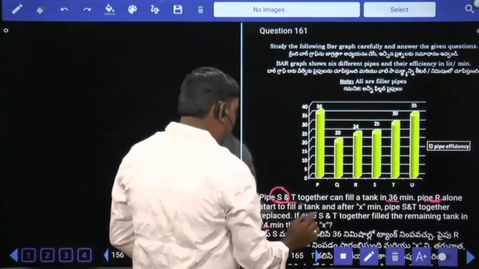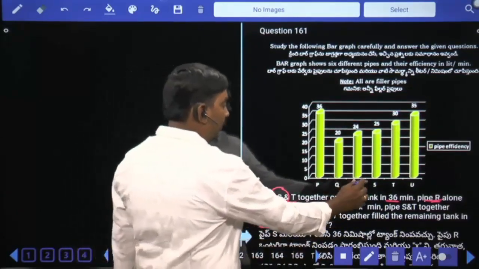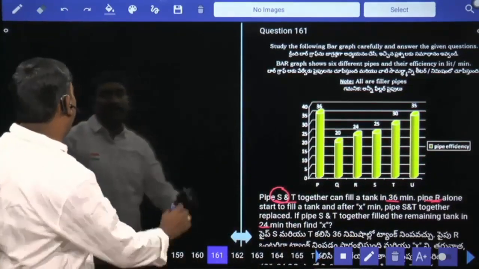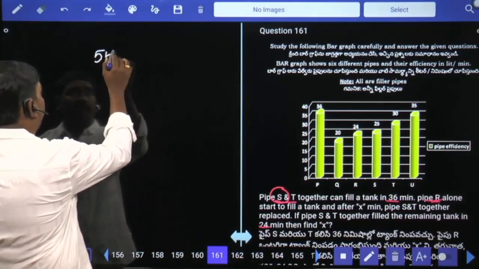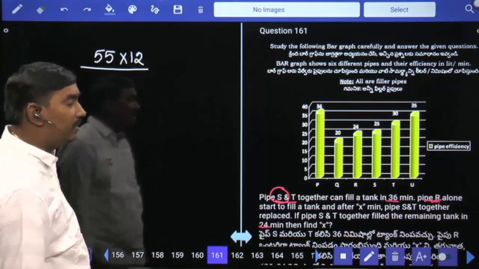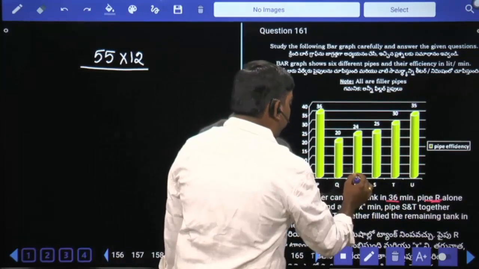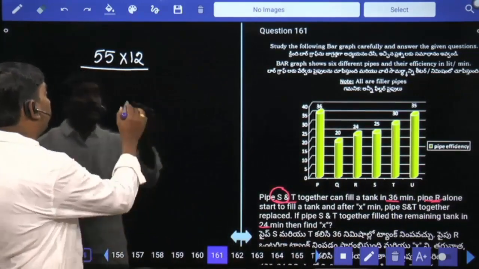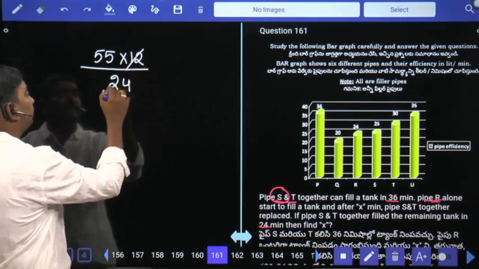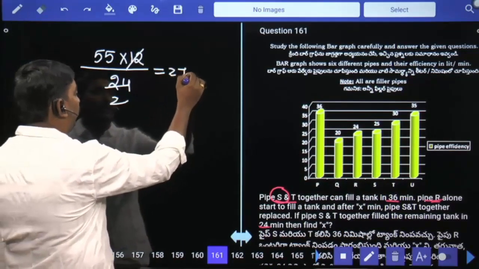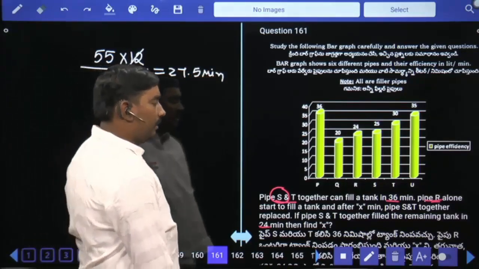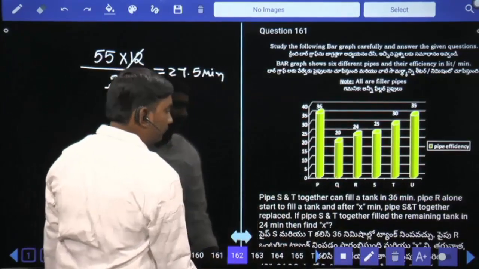In 12 minutes, S and T together: S is 25, T is 30, 25 plus 30, 55 liters in 1 minute. Then in 12 minutes, it means 55 into 12. This part of the tank is filled by R initially. R capacity is 24 liters. Then in how much time? 55 into 12 by 24, so 27.5 minutes. So after 27.5 minutes, pipe R is replaced by S and T together.